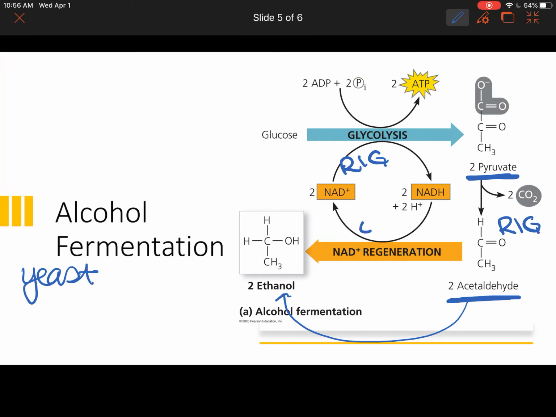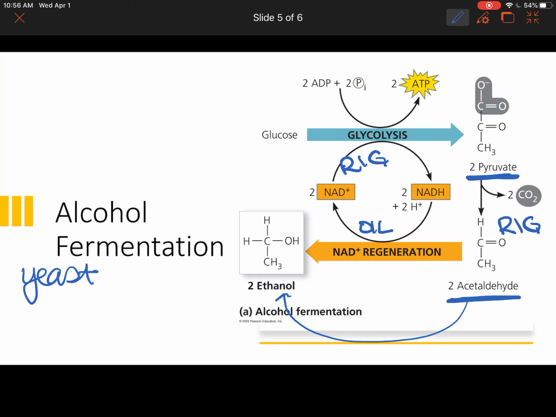NADH is oxidized back to NAD+. Okay, so this energy that NADH picked up through the reduction process in glycolysis isn't put into use in the electron transport chain. Instead, it's put into use reducing pyruvate into ethanol.